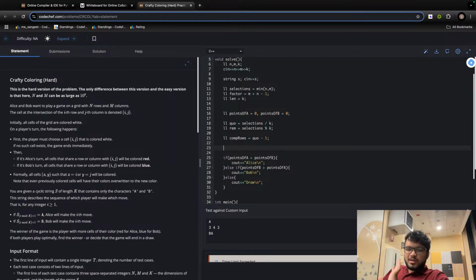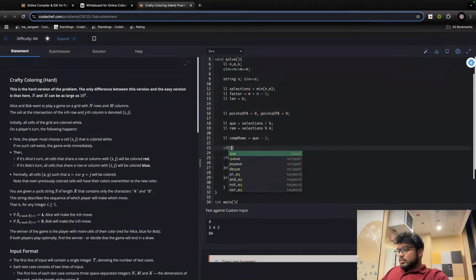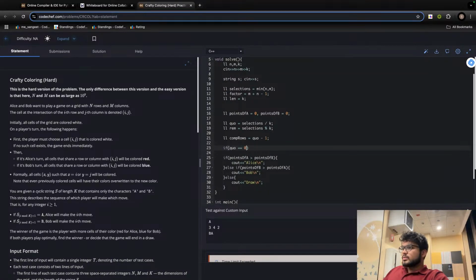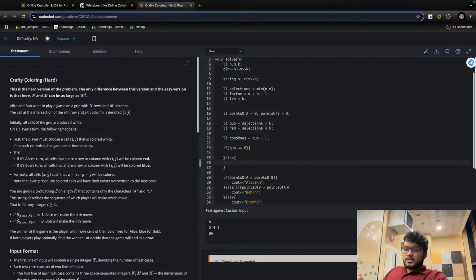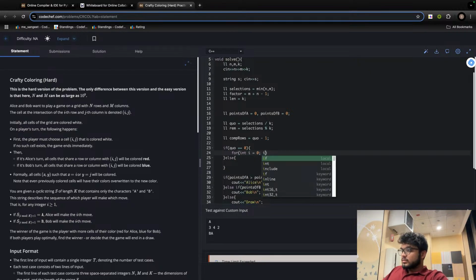There will be one or two more cases. One is, what if our quotient is 0? Then we'll only have that remainder row, right? Else we need to handle the complete first row, with those complete rows as well as the remainder row. Here the iteration will be very straightforward.